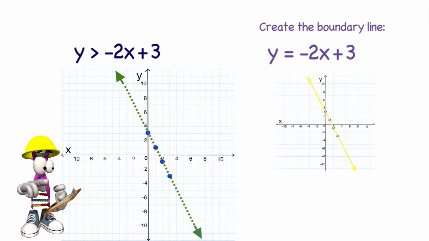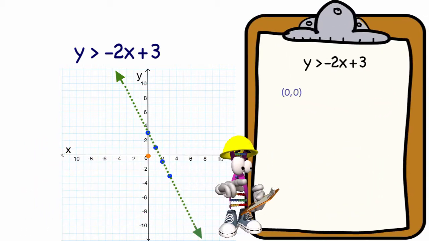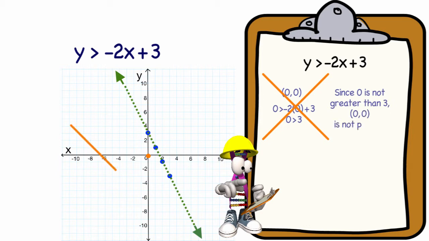So let's pick a coordinate that's below the line, (0, 0). I'm going to test it out by plugging it into my original inequality. So we would get 0 is greater than 3. That is not a true statement. And since (0, 0) does not produce a true statement to the inequality, none of the coordinates below the line produce a true statement.